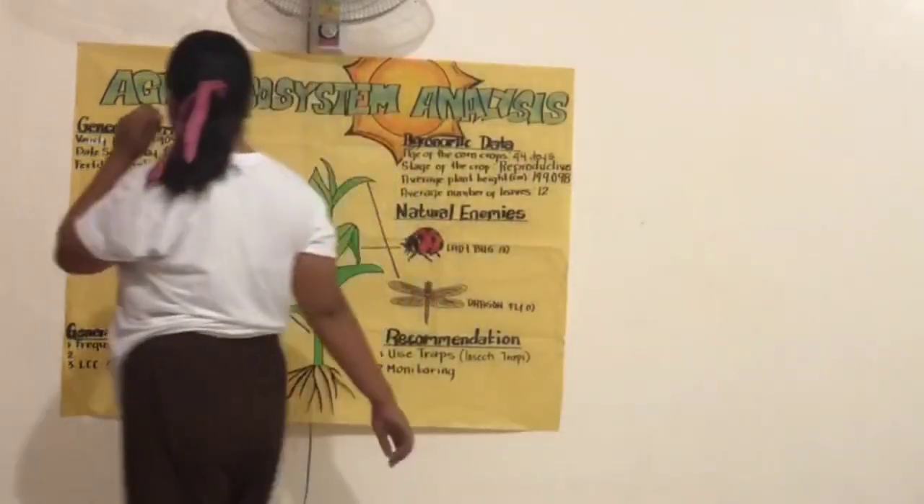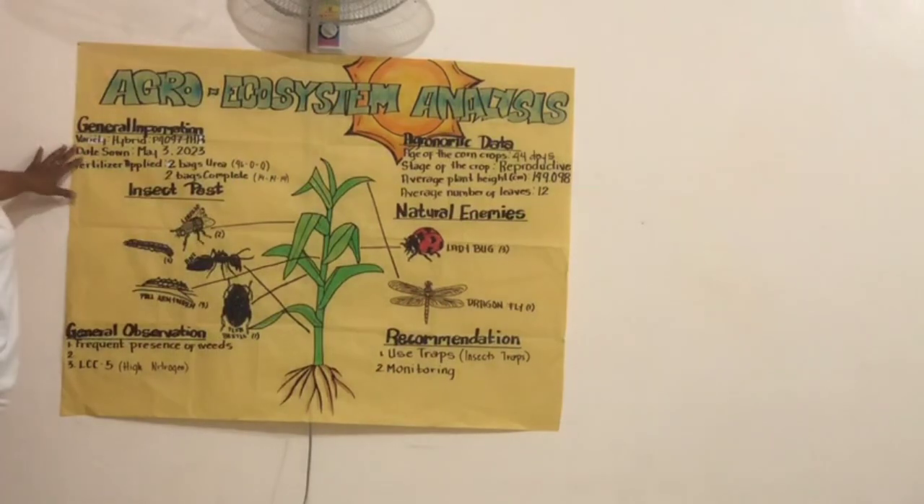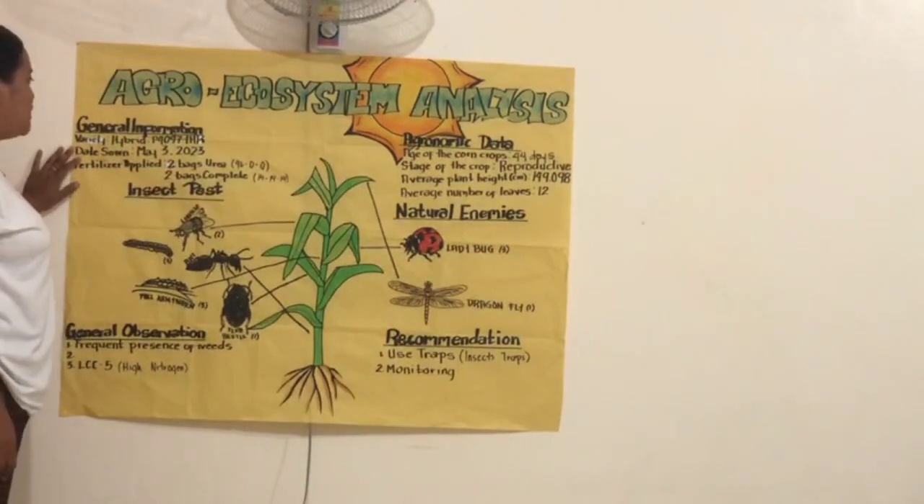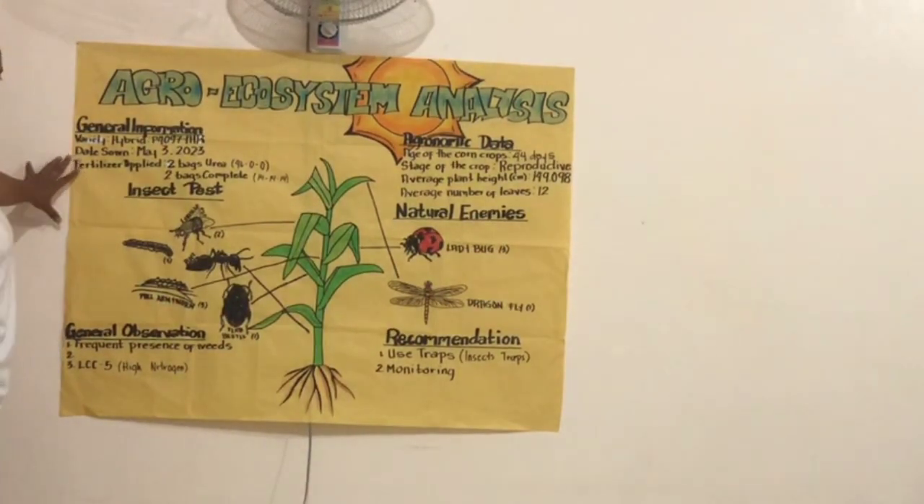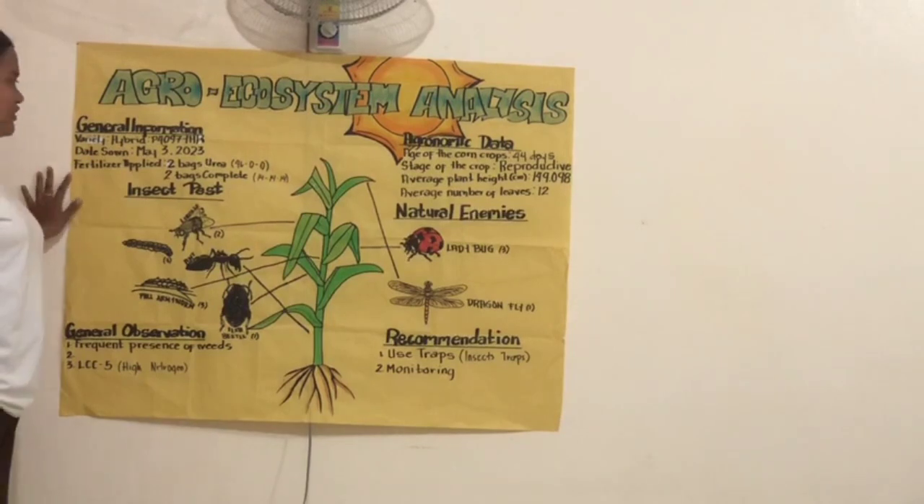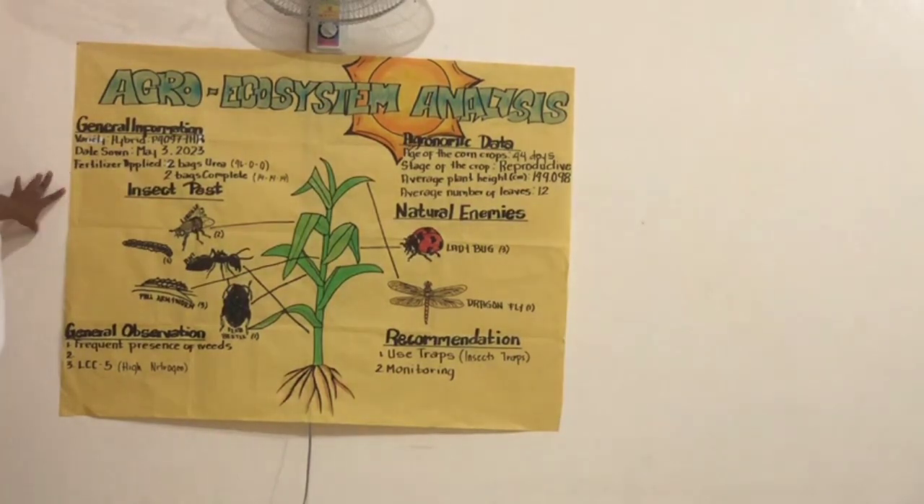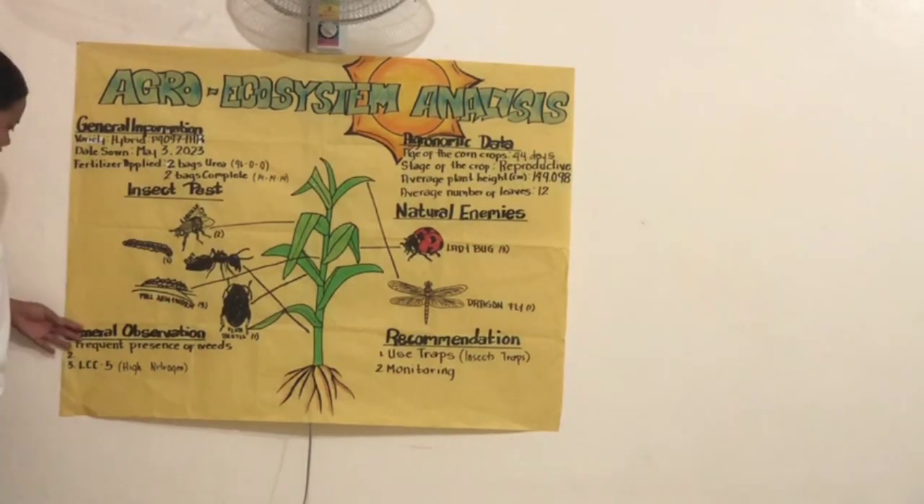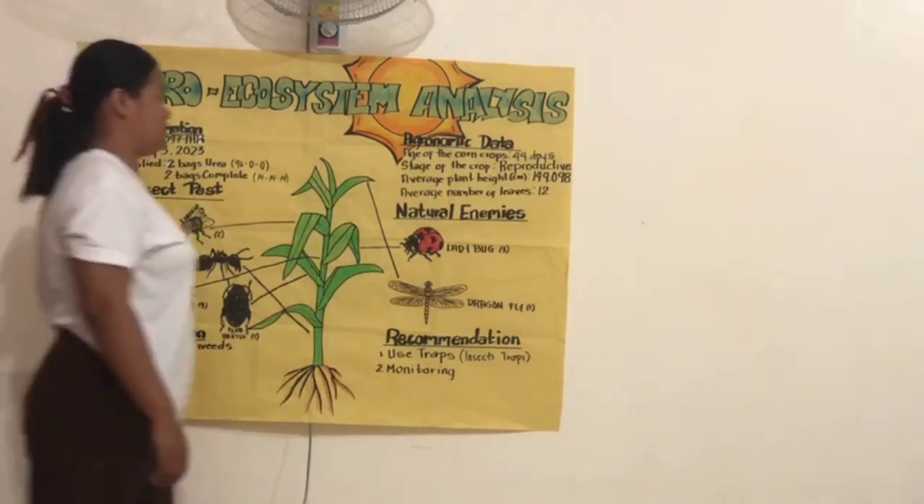So, the general information is, the variety is Pioneer Hybrid P4097YHR. Then, the date sown is May 3, 2023. Fertilizer applied is 2 bags urea, which is 4600, and 2 bags complete 14. So, the general observation is the weeds are frequent only. LCC is 5, which is high in nitrogen.